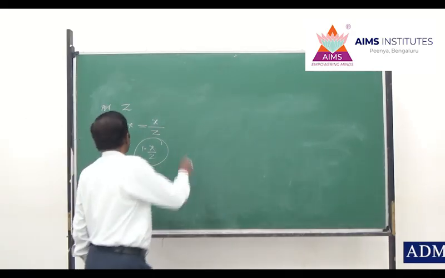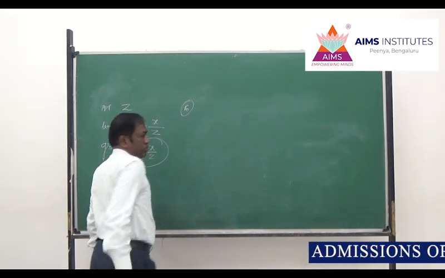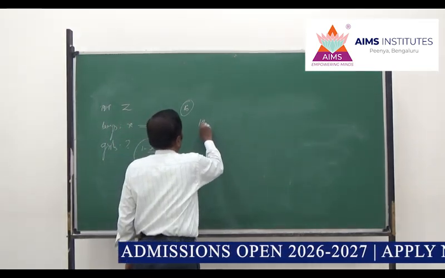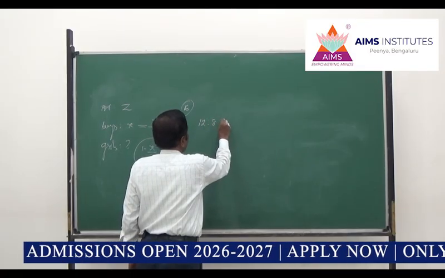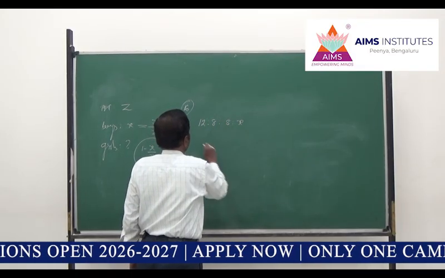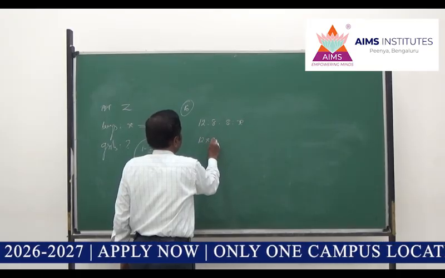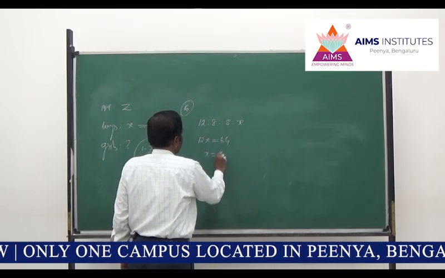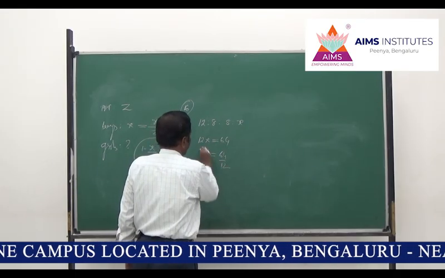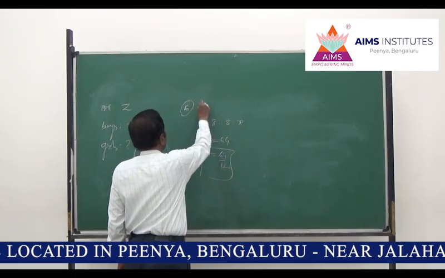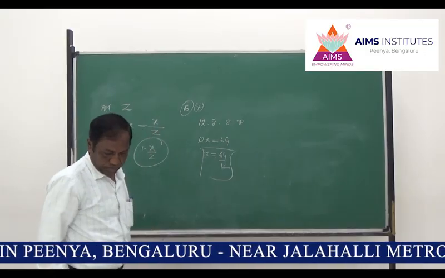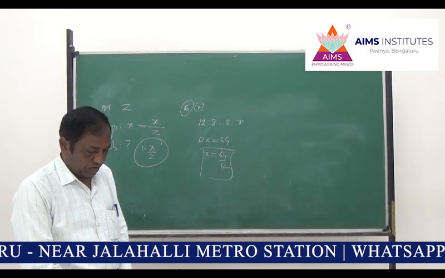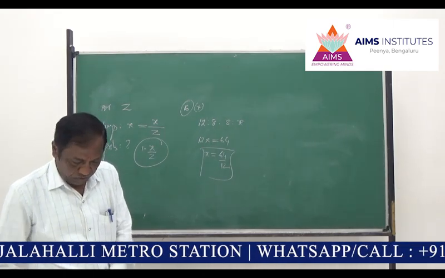Question number 16. Third proportion of 12 and 8: 12 is to 8, 8 is to x. It means 12x equals 64, so the answer is 64 by 12. But the question itself is wrongly designed. Just take it that the question is wrong.